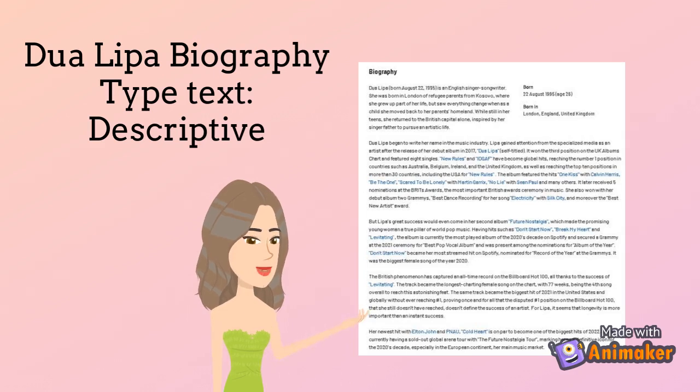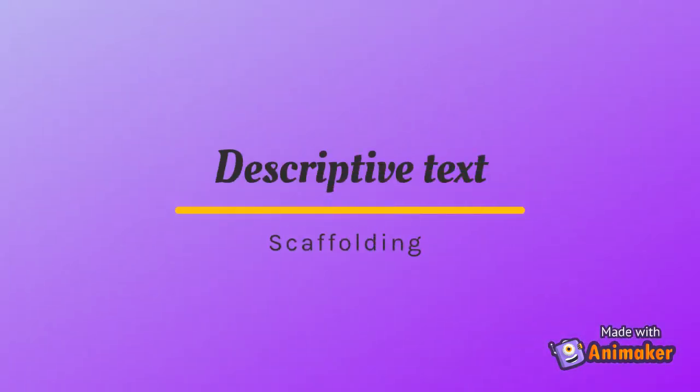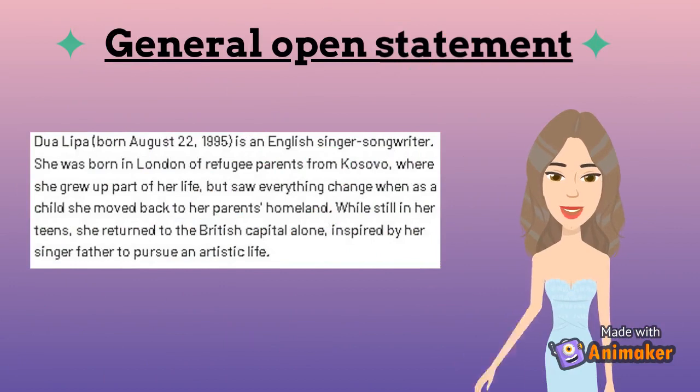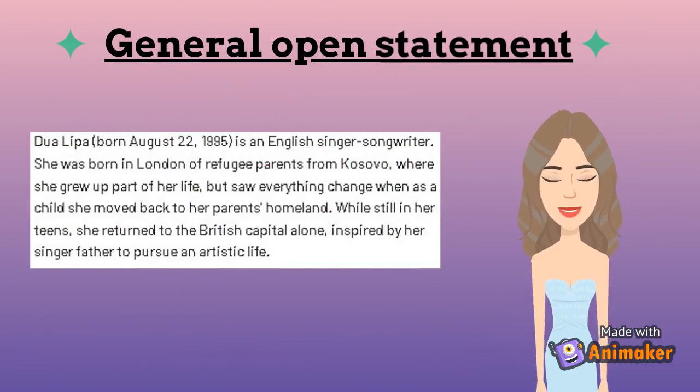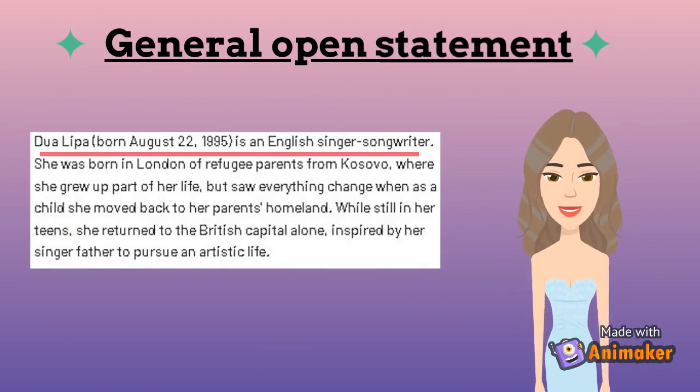According to its structure and grammatical features, we could say that this is a descriptive text. Its function is to give information about a place, person, or object. Now let's see the descriptive scaffolding. As we can see, the structure of this text type begins with a general opening statement. This statement can be easily identified. It includes a brief definition or description about Dua Lipa.